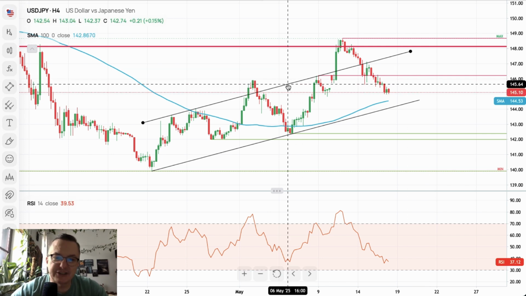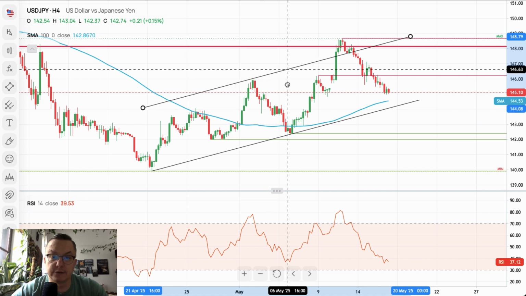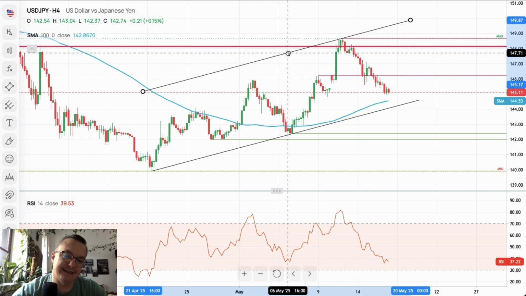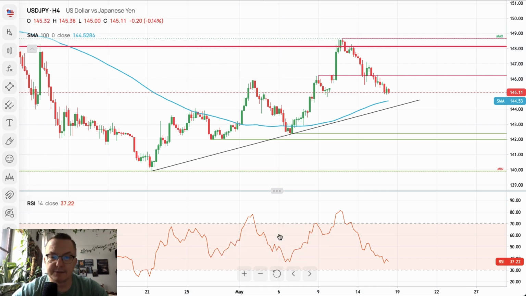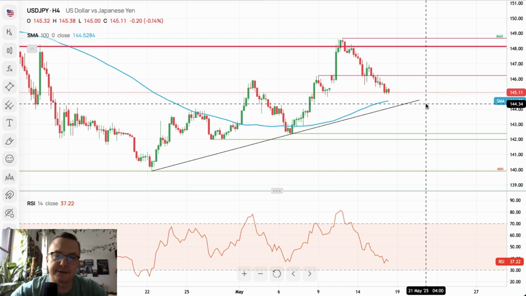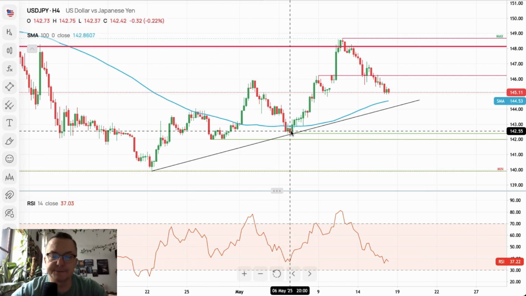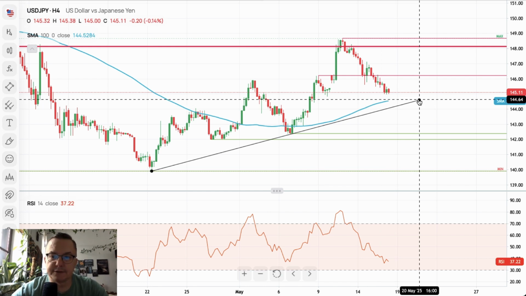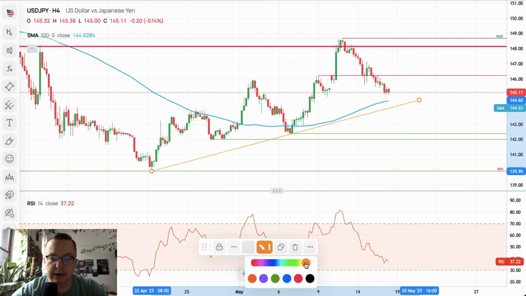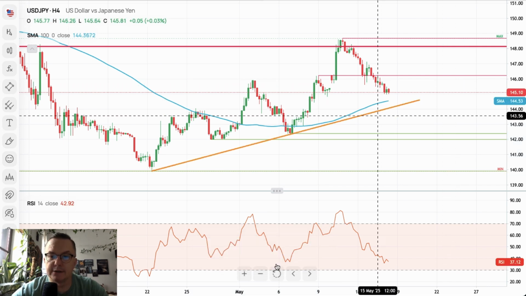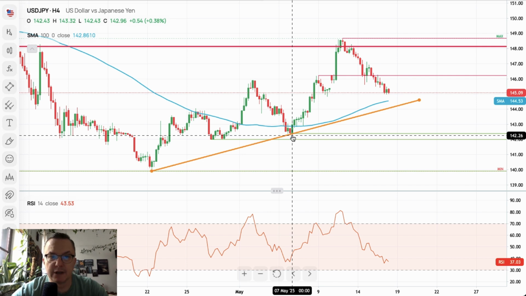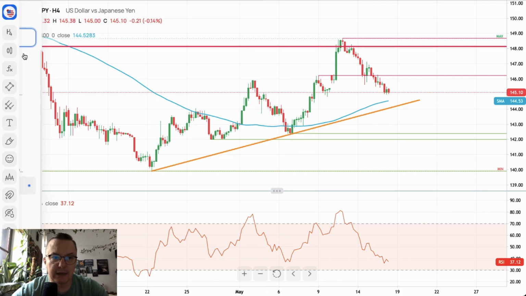Now, this channel doesn't actually look that good because there are too many breakouts above it, so maybe we will expand it like this. However, it still doesn't look good, so let me just remove the upper channel line because it doesn't actually work. However, the uptrend trend line might stay in this place, but we will change it to the orange color as usual. Any breakout below the orange trend line is bearish, and the immediate target is 142.43. So US dollar Japanese yen bearish outlook.